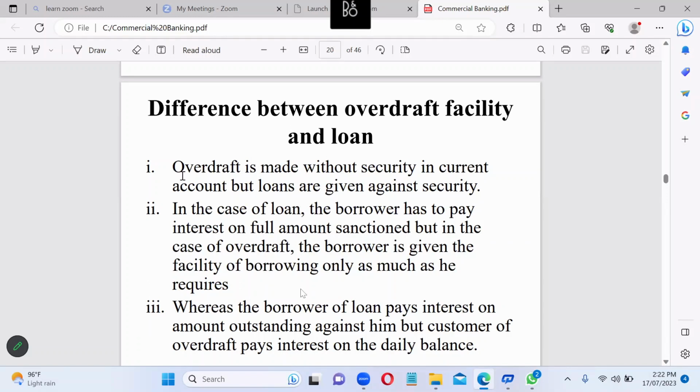And the main thing is that an overdraft is not made against security. You can't show the security, and it's not an issue. Without having security, you can get the overdraft through the manager by your trust. The manager has trust in you, so they will definitely give a loan to you. But for a long-term loan, we have to show securities to the bank.